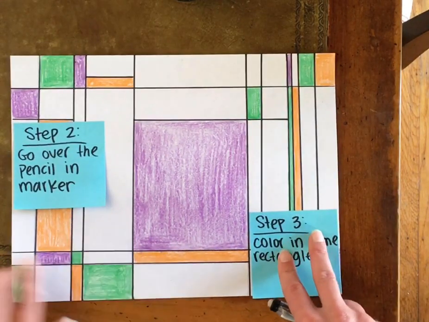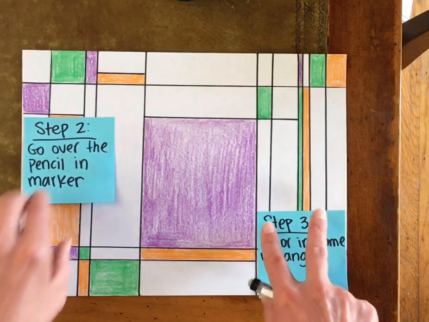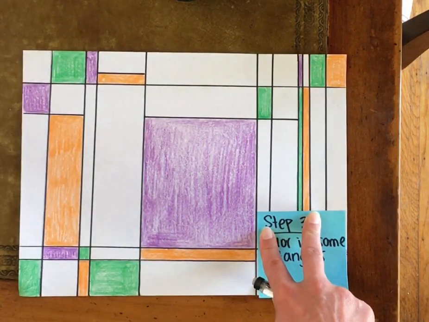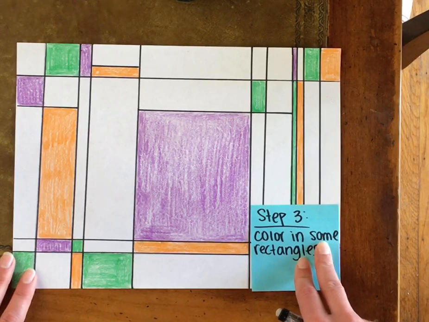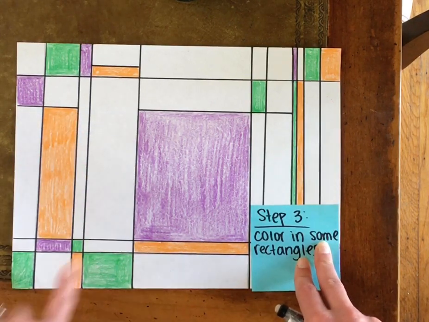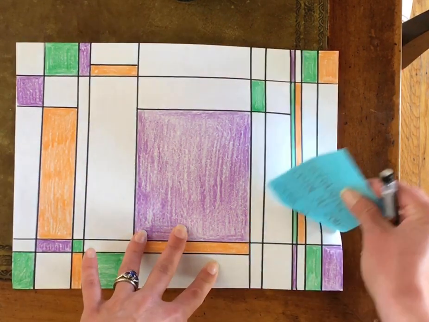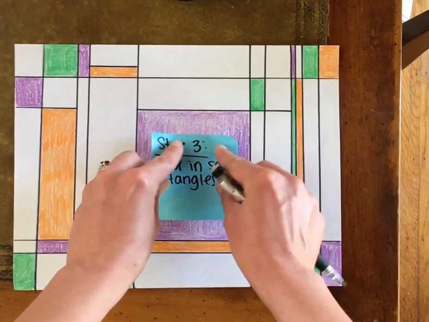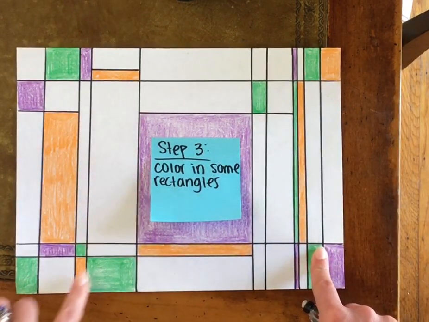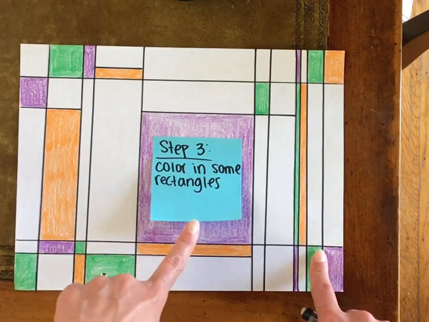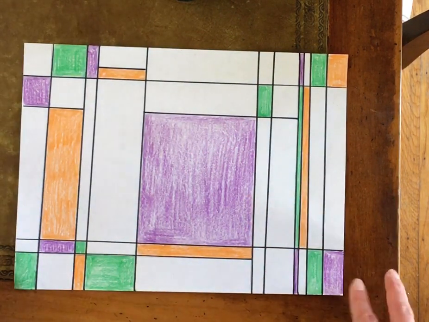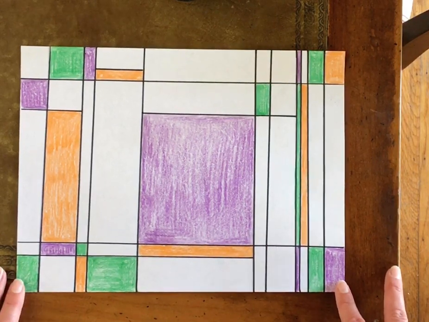Step 2 is to go over your lines in marker. So I used a Sharpie. It gives you nice bold black lines. Use your ruler at this stage as well so that your lines stay straight. Once all of your lines are gone over in Sharpie, you can color in the different quadrilaterals that are created using the coloring material of your choice. And your final product should look something like this.